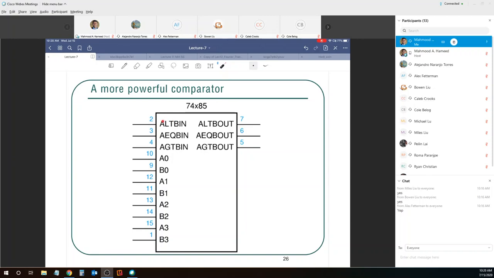We have the new inputs over here, right? So A0 all the way down to B3, these are the two numbers. Those are A3, A2, A1, A0 that is being compared with the second number B3, B2, B1, B0. So those are the things that are getting compared. So what is A less than B, A equal to B, A greater than B input? Well, those are the things that have been compared from a previous stage.